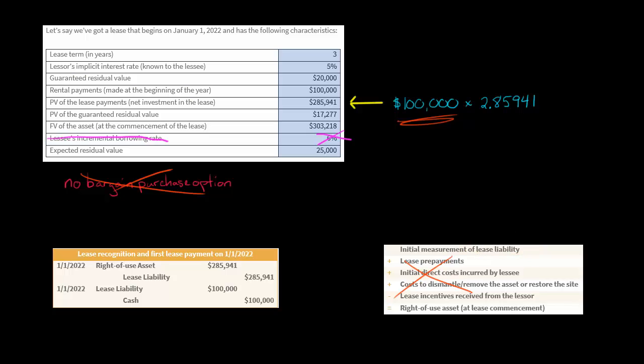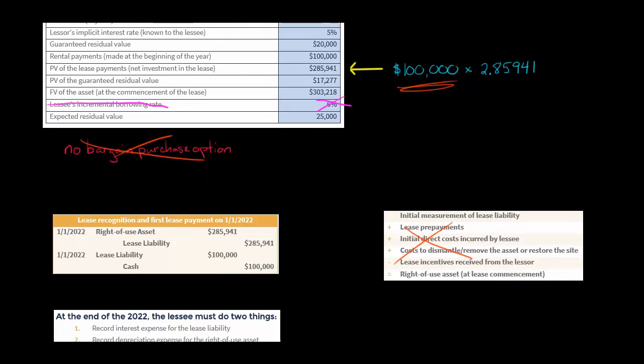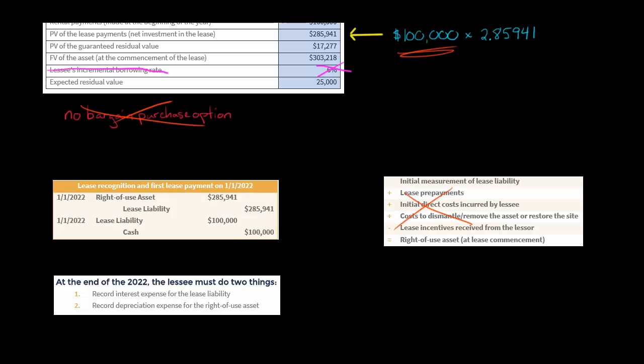Why do we care about this? Because we are going to have to depreciate that right of use asset. The lessee is going to record depreciation expense on that over time. How are they going to do it? Take that, divide it by the lease term. Divide 285,941 by 3. That will give you the annual depreciation expense because we're just going to use the straight line method here. We're going to keep things simple.